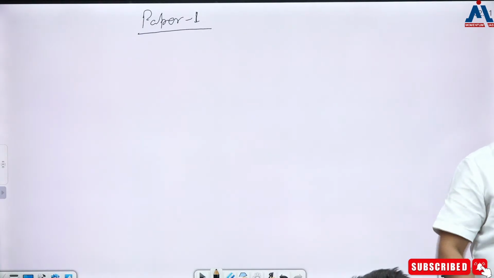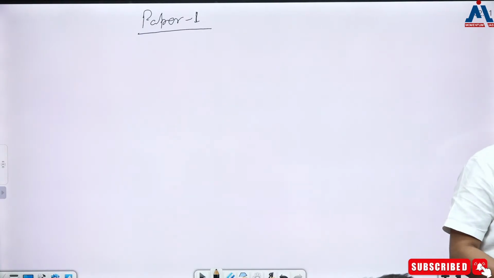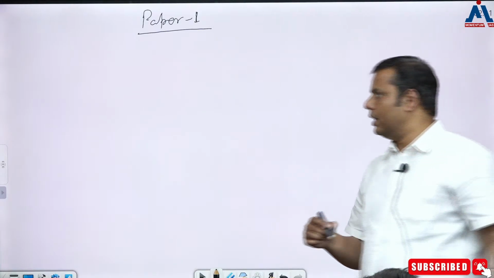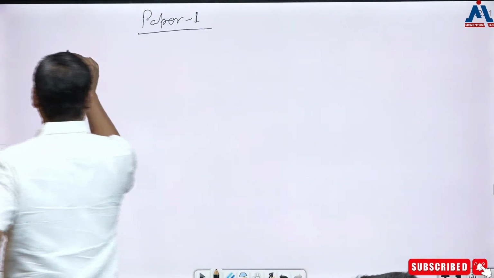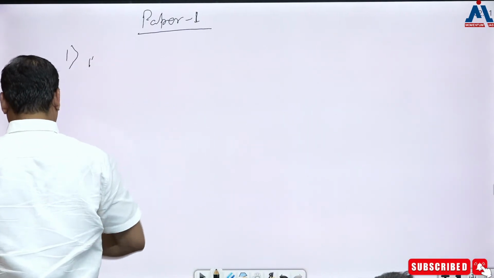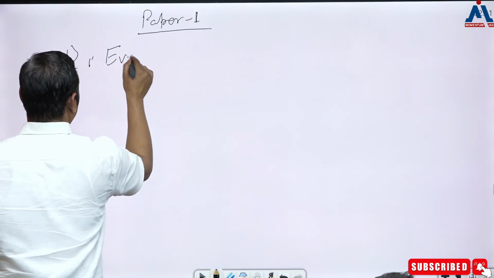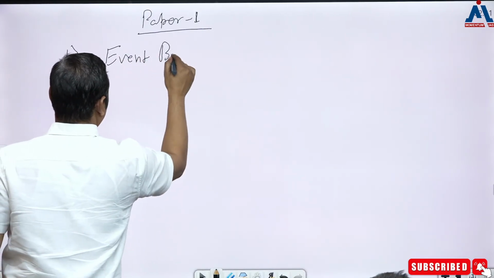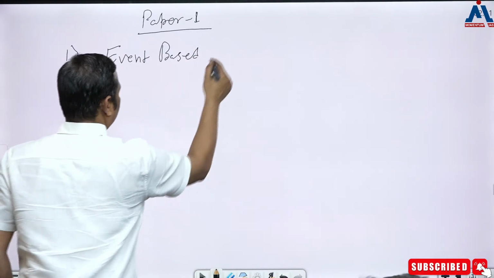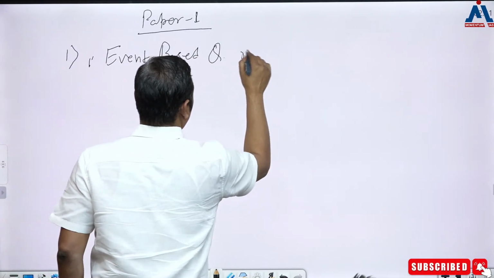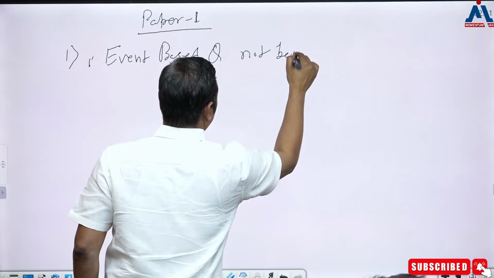So there is a longer history that you have been covering in this part. And since the history is longer, what is happening here is that the event based questions are not being asked, right? The event based questions are not being asked.